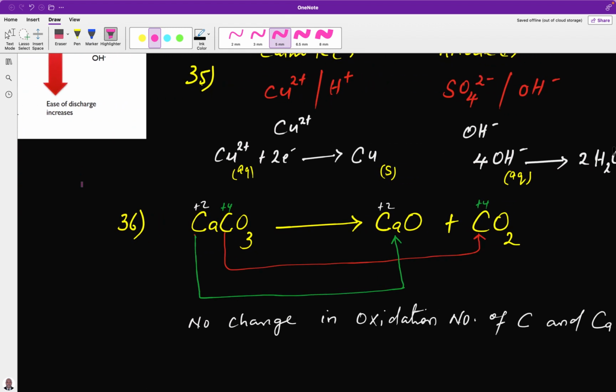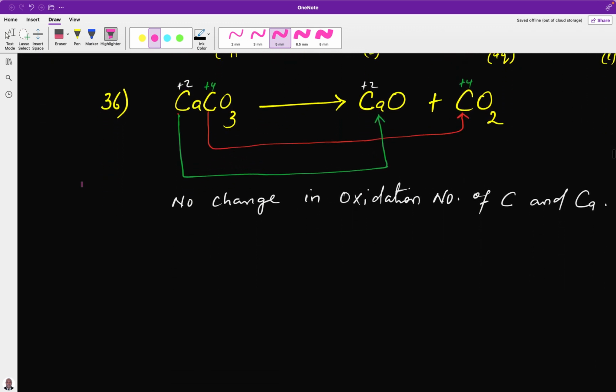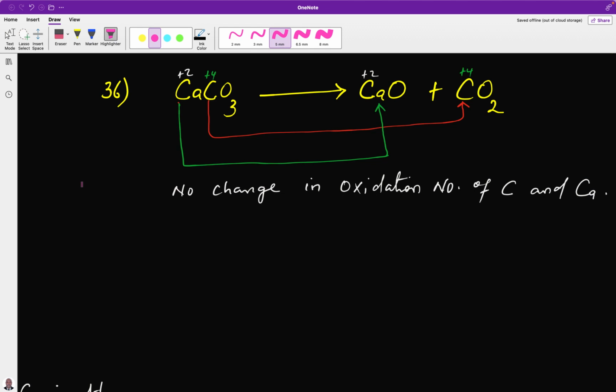This is the equation here. Look at the equation. If you look at this equation, the decomposition of calcium carbonate to calcium oxide and carbon dioxide, if you calculate the oxidation number for carbon, it remains like this. Carbon does not change. Carbon in the reactant and carbon in the product, the oxidation number is still +4.